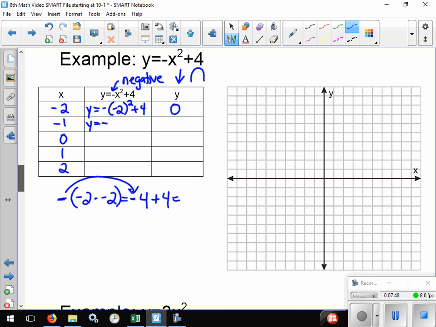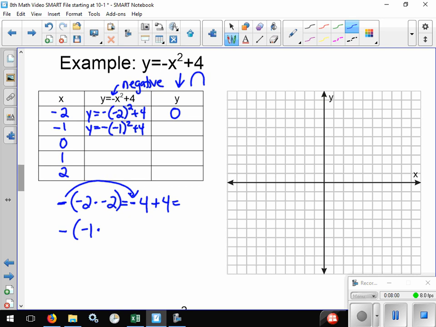Y equals a negative times negative 1 squared plus 4. And this is why you want to write this separately in your copybook so you can really write this out. It's negative 1 times negative 1. Okay, negative 1 times negative 1 equals a positive 1. But again, you have this negative from the original equation. That goes right here, making it negative 1 plus 4. Negative 1 plus 4 gives us positive 3. Okay? And obviously, this is the easy part.